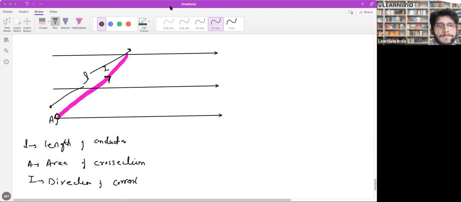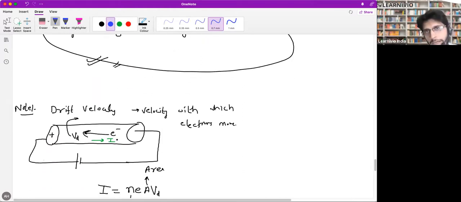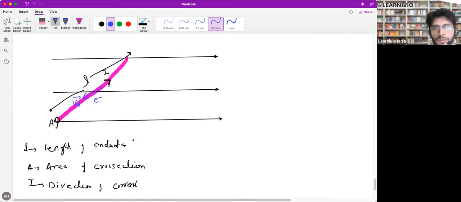Opposite to the direction of current. Electrons move in a direction which is opposite to that of current. We just discussed that if current is going to the right, then electrons are going to the left. Current and motion of electrons are in opposite directions.